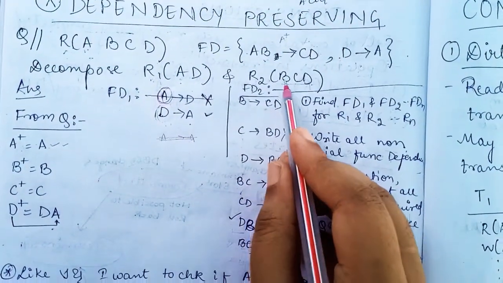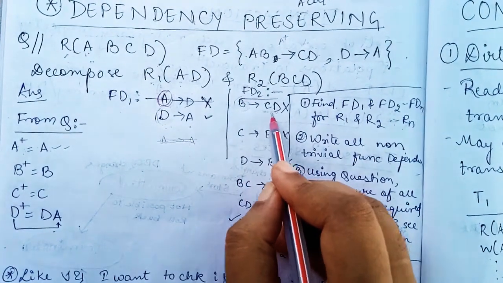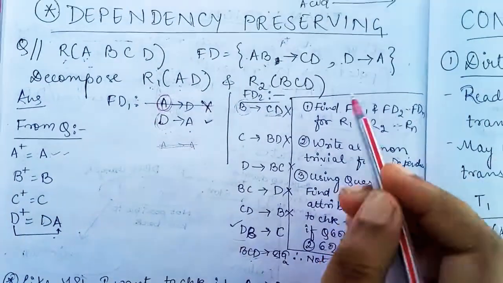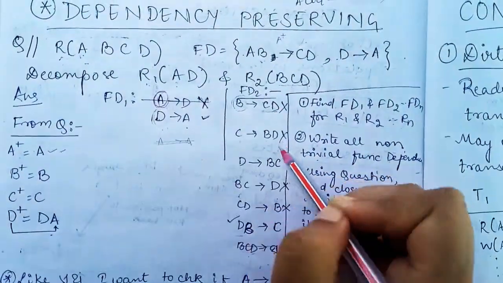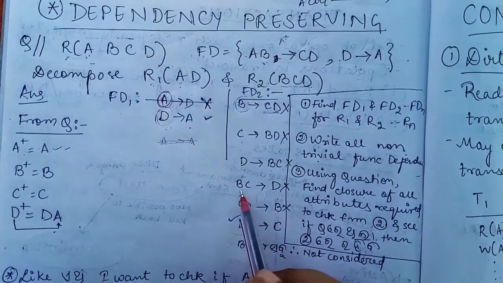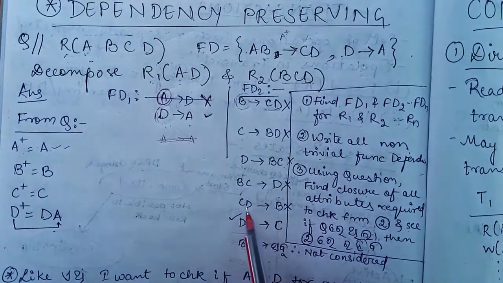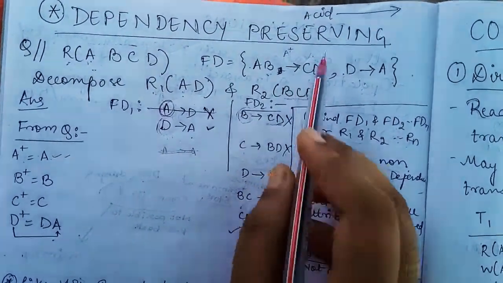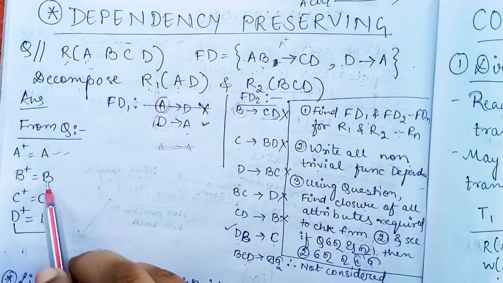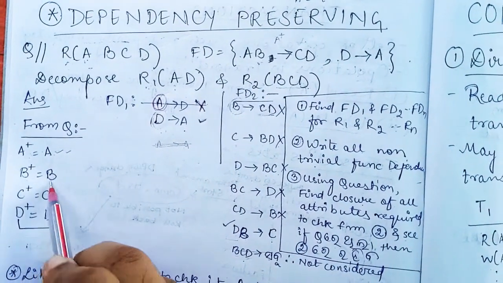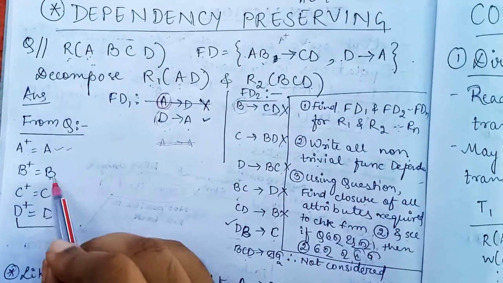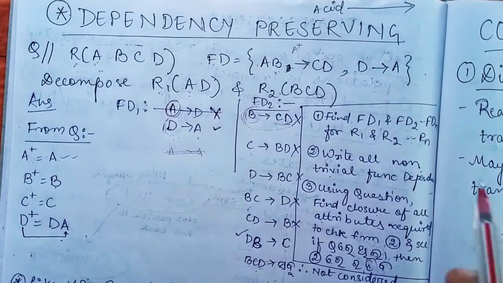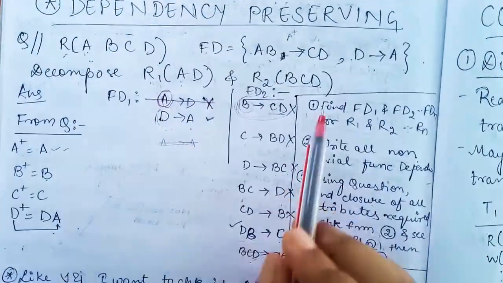Okay, if B is on the left hand side then other things will be on the right hand side, therefore it is B gives CD. For C it is BD, D is BC. Again for BC it's D, CD it's B, DB it's C. From the question we will find B plus. Its closure is only B, C and D are not derived. Therefore this functional dependency was originally not at all present in the question. So we need to discard it.